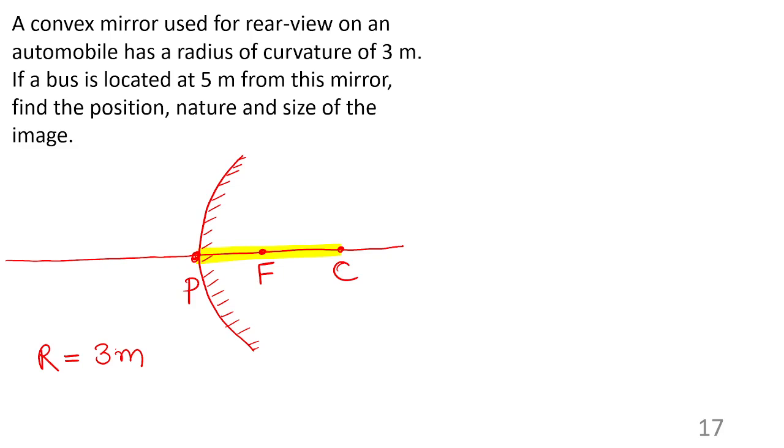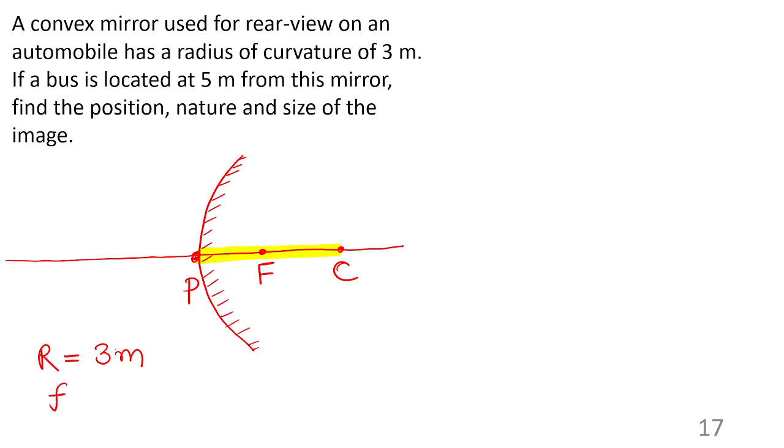Will it be plus 3 meter or minus 3 meter? Nishit, you please tell me, radius of curvature, is it plus 3 meter or minus 3 meter? You please tell me. Sir, plus 3 meter, because the radius is the horizontal distance towards the right side of the pole.